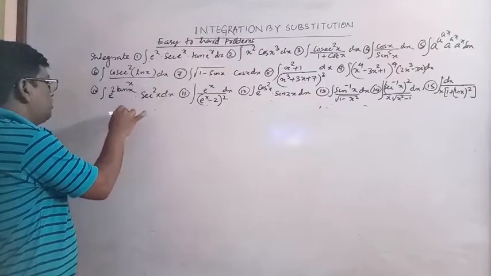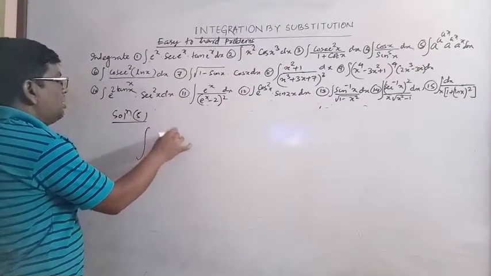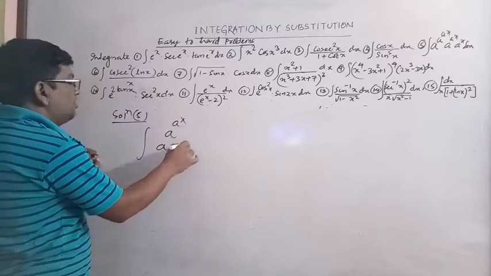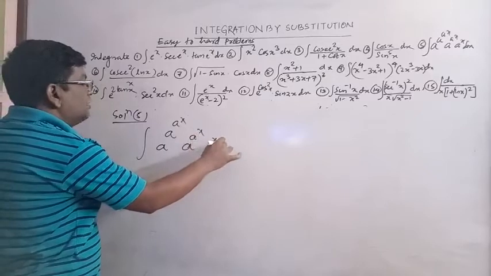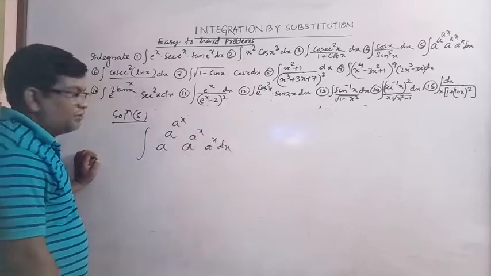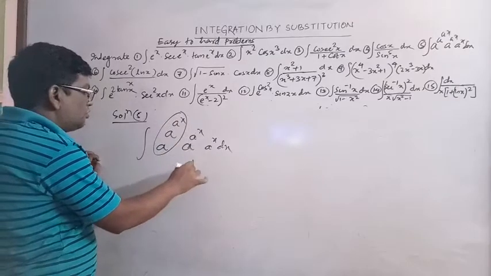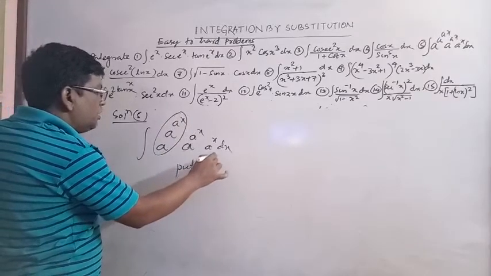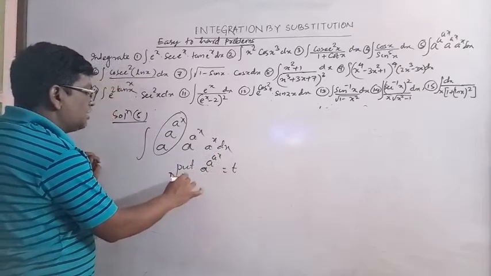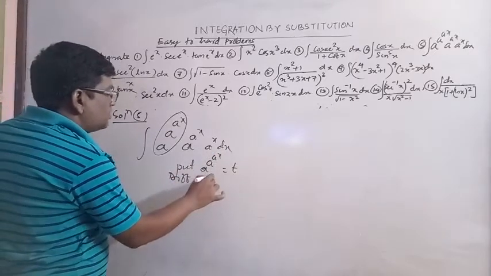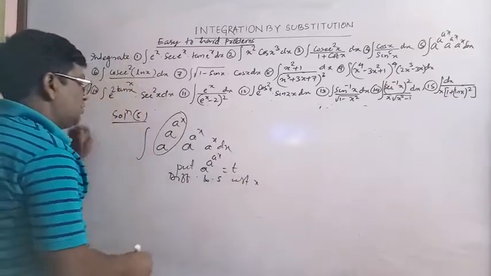Solution of question number 5. So a to the power a to the power a to the x, integral of a to the x dx. This is the question. So put a to the power x is equal to t. Differentiate both sides with respect to x.